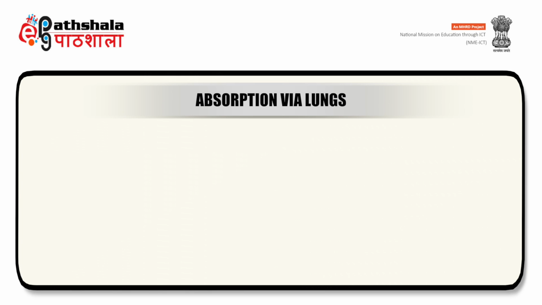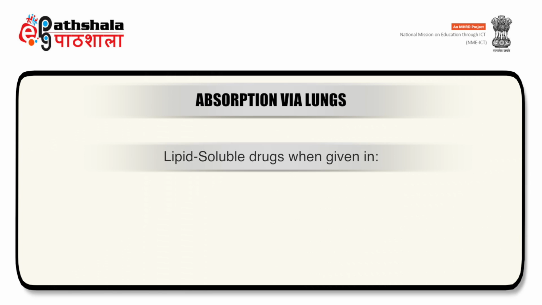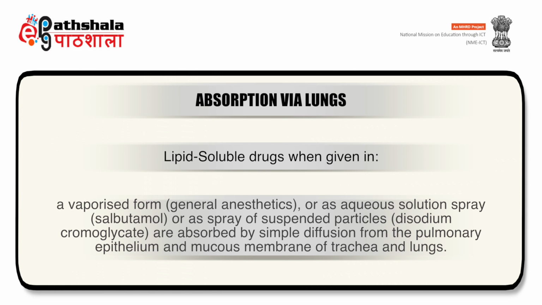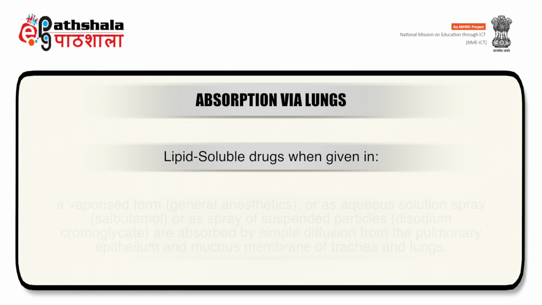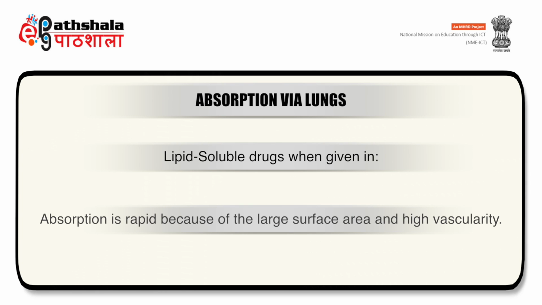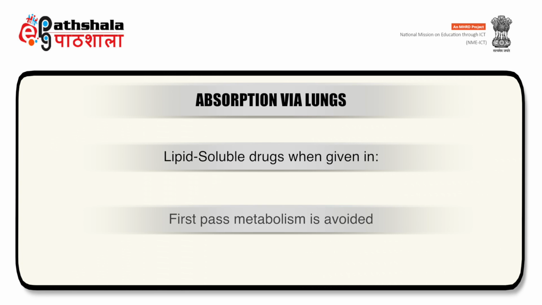Now, we'll discuss absorption via the lungs. Lipid-soluble drugs are absorbed through the lungs in a vaporized form, for example general anesthetics, or as an aqueous solution like salbutamol, or as a spray of suspended particles like disodium cromoglycate. They are absorbed by simple diffusion from the pulmonary epithelium and mucous membrane of the trachea and lungs. Absorption is rapid because of the large surface area and high vascularity. First pass metabolism is also avoided.